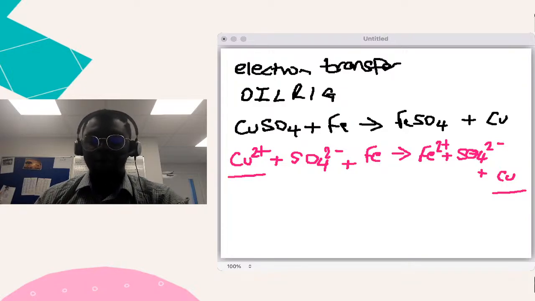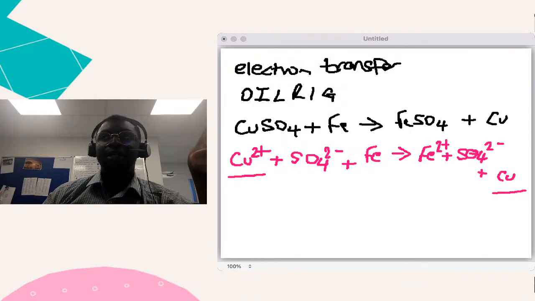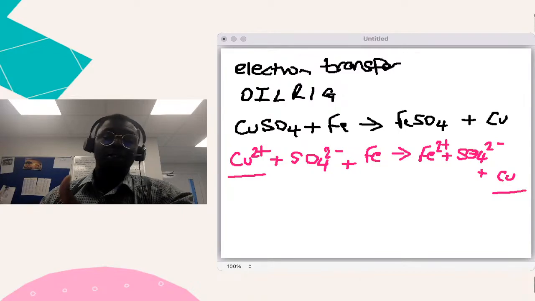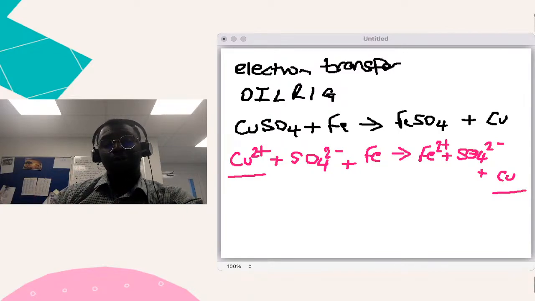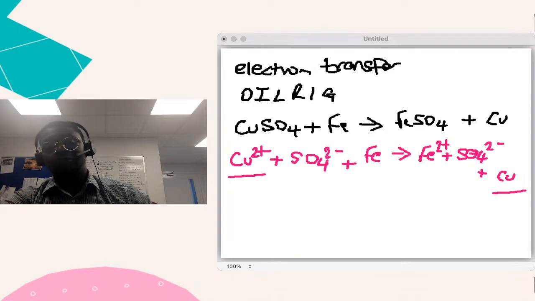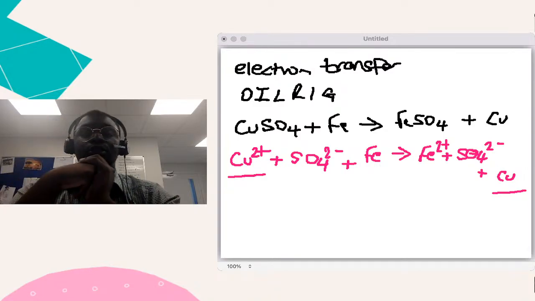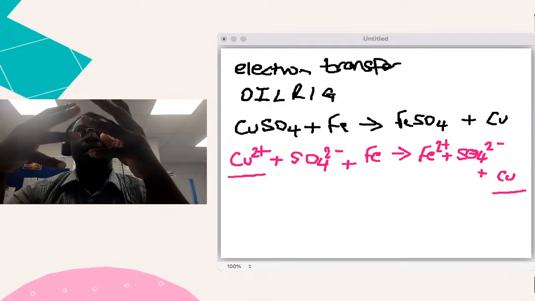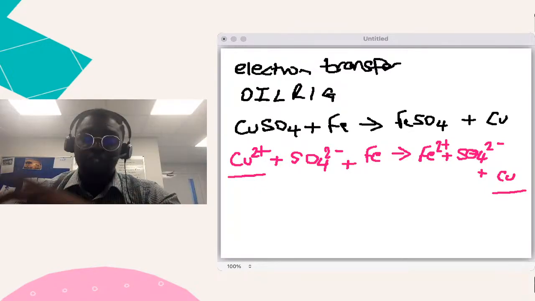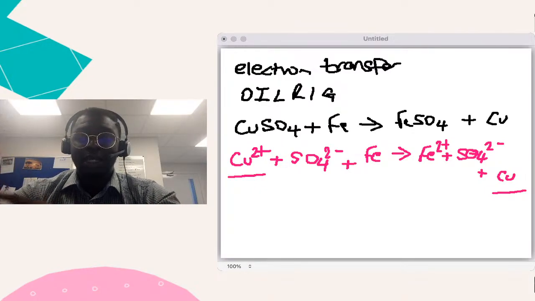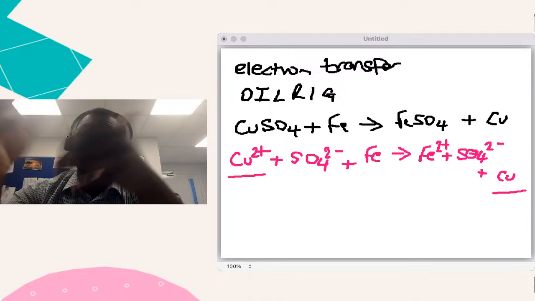We've said that reduction is the gain of electrons. So if you have a positive charge and then all of a sudden you have no positive charge, you become neutral, that must mean that you've gained a negative charge because remember, we're just focusing on electron transfer. It's not as if you can gain or lose positive charge. You just gain or lose negative charge, and then it becomes a bit of a balancing act.